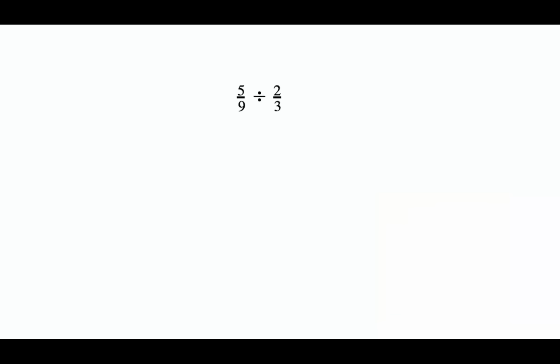So let's look at this example. We have 5/9 divided by 2/3. The first thing we need to do is find a common denominator. When we look for the least common denominator, I notice that with 9 and 3, the common denominator is 9. So 5/9 is already okay, but I need to change 2/3 to have the denominator of 9.